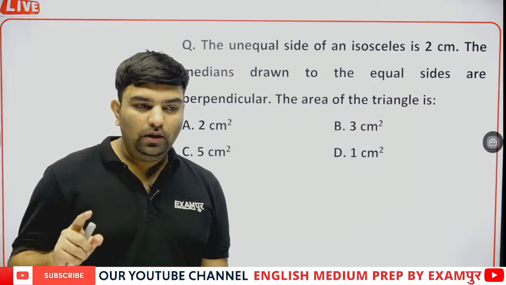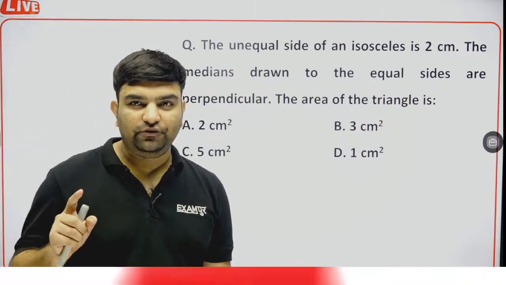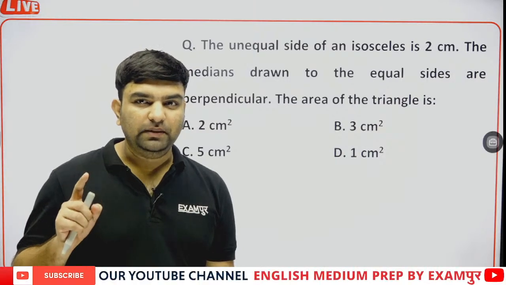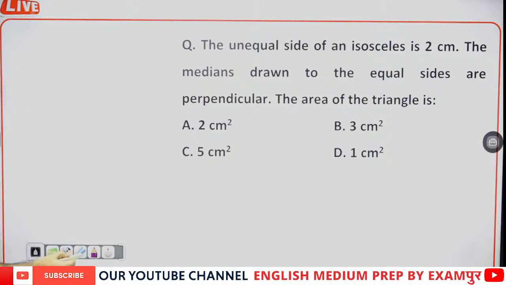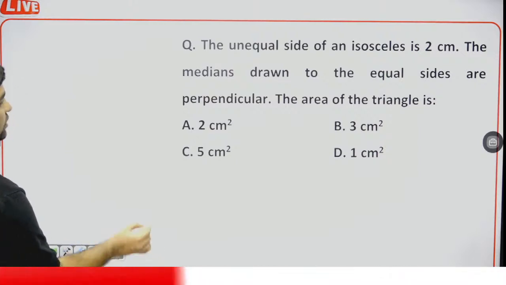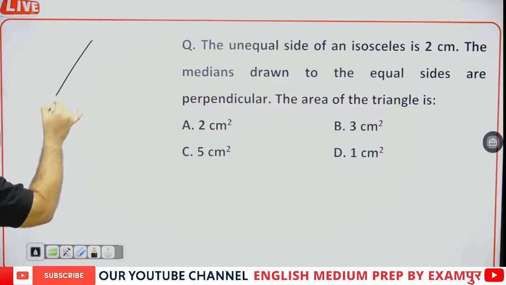The unequal side of an isosceles triangle is given. The medians drawn to the equal sides are perpendicular.